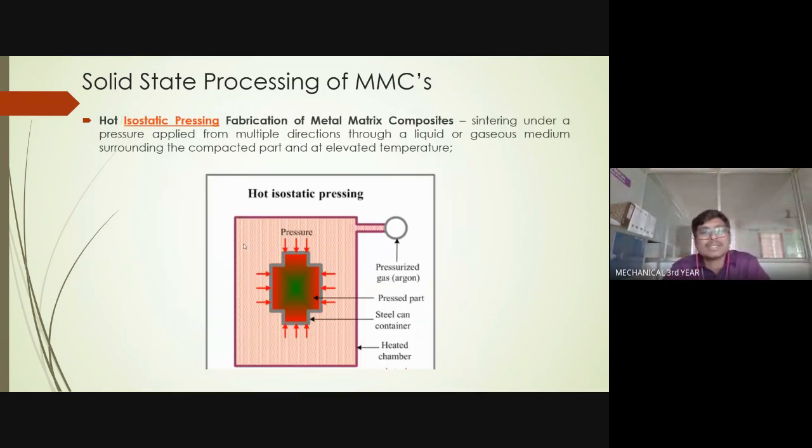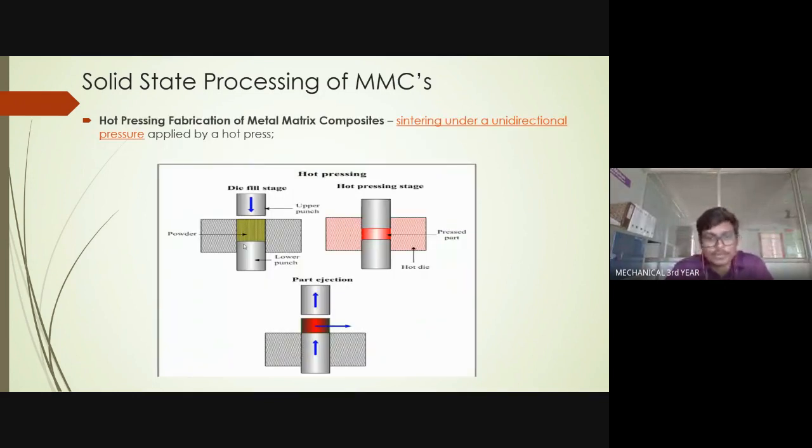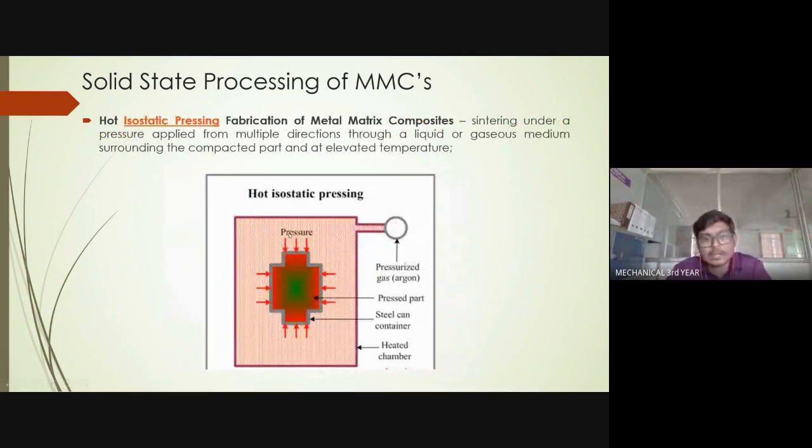Okay, the next thing is hot isostatic pressing. Isostatic pressing is similar to the previous one. Fabrication of metal matrix composites by sintering under pressure applied from multiple directions. In the previous slide, we had pressure from a single direction, only from the upward direction. But here, pressure is applied in all directions. Let us see what is happening. Sintering under pressure applied from multiple directions through a liquid or gas medium surrounding the compact part at an elevated temperature.